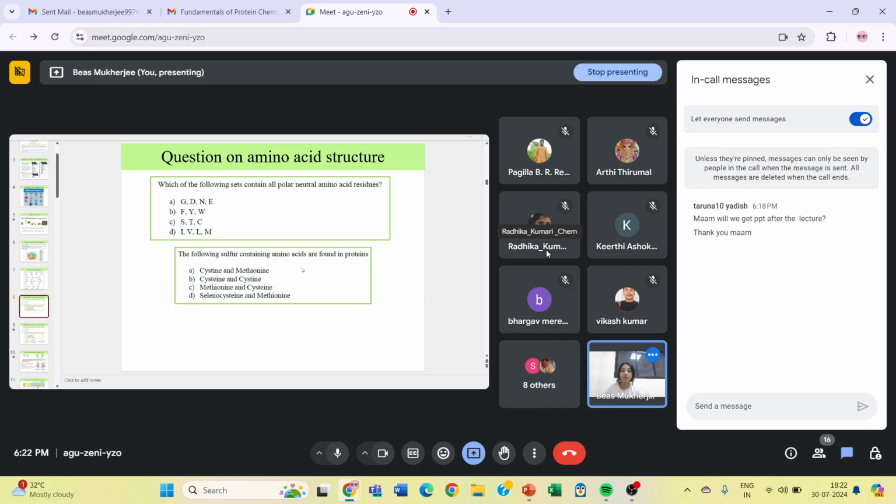Okay, so the first option is glycine, aspartic acid, asparagine and glutamic acid. Then the second set of options are all the aromatic amino acids. The third set of options are serine, threonine and cysteine. Okay, what does cysteine have? Cysteine also has sulfur, right? And then there is isoleucine, valine, leucine and methionine. You try to give me the answer to this question. Write down in the chat box.